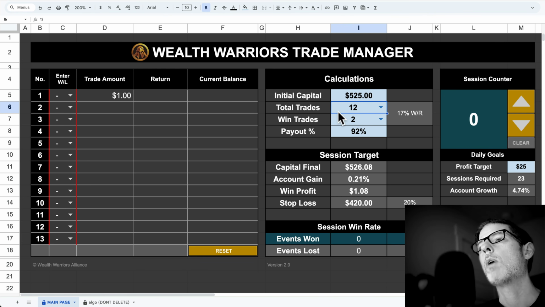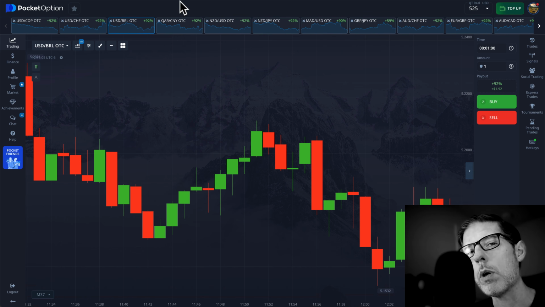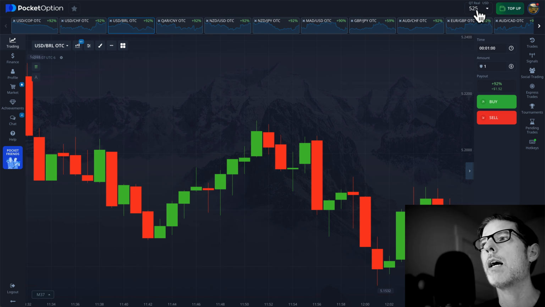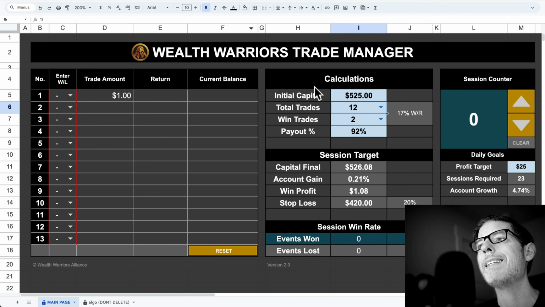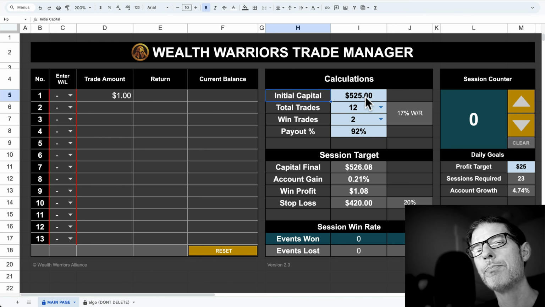So now what I'm going to do, first thing, is to look inside Pocket Option. What's my balance? My balance right now is 525. So I'll go over to the trading manager, make sure that the initial capital right here says 525. Okay, so it's exactly matched the same as Pocket Option. Then I will enter and adjust my settings right here.